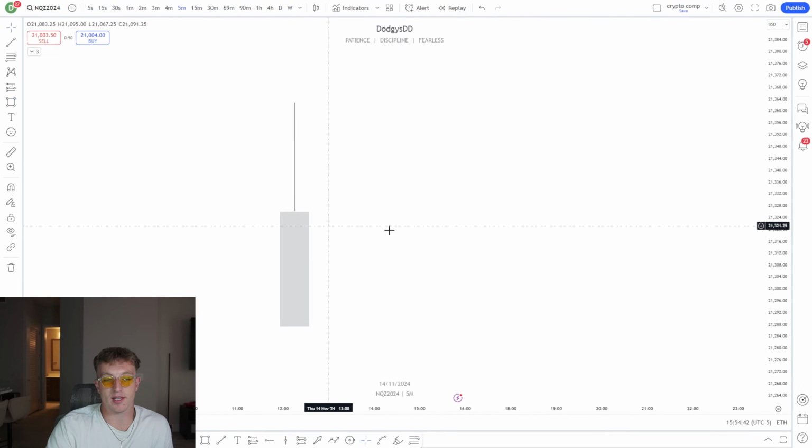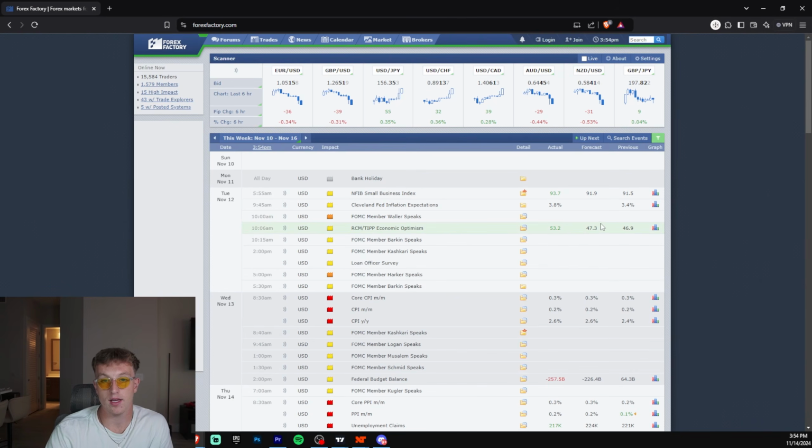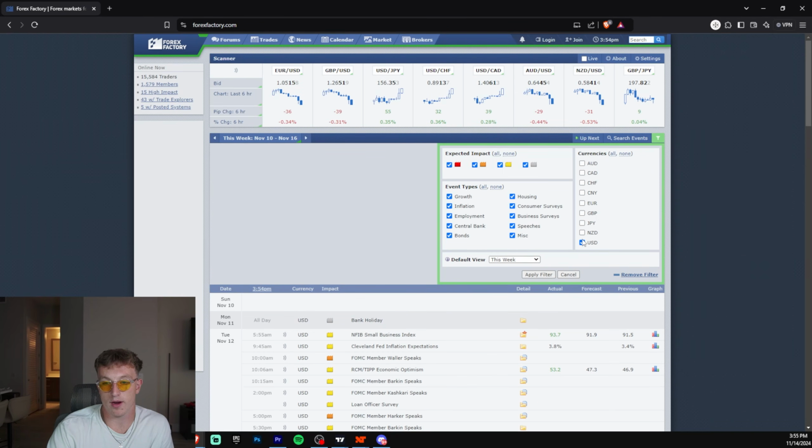So in order to find something like this, the first step is actually going on Forex Factory, ForexFactory.com, and on ForexFactory.com, you need to look for a red folder news event, USD. So we're on a USD red folder news event. Let's uncheck these. Only red folder news.